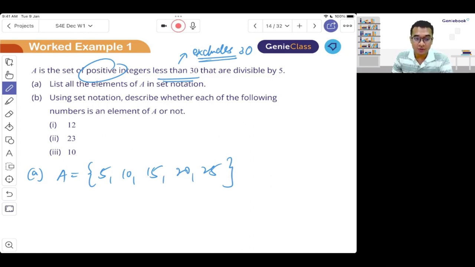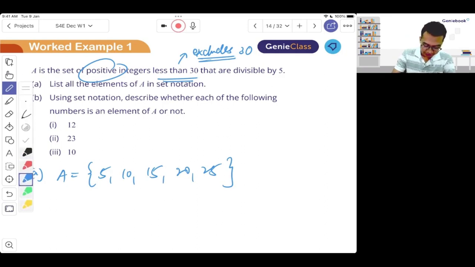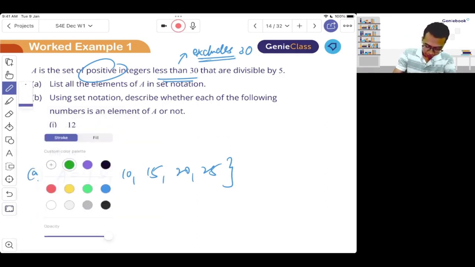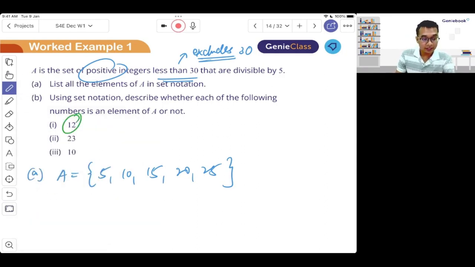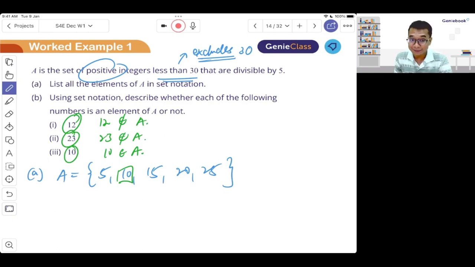Okay, now part B. Using set notation, describe whether each of the following numbers is an element of A or not. Now the first one, 12, is definitely not an element of A. So I can just say 12 is not an element of A. Second one, 23, also not an element of A. So 23 is not an element of A. Very straightforward. And last but not least, 10. 10 is present here, so it is an element of A. There you go. Very, very simple.